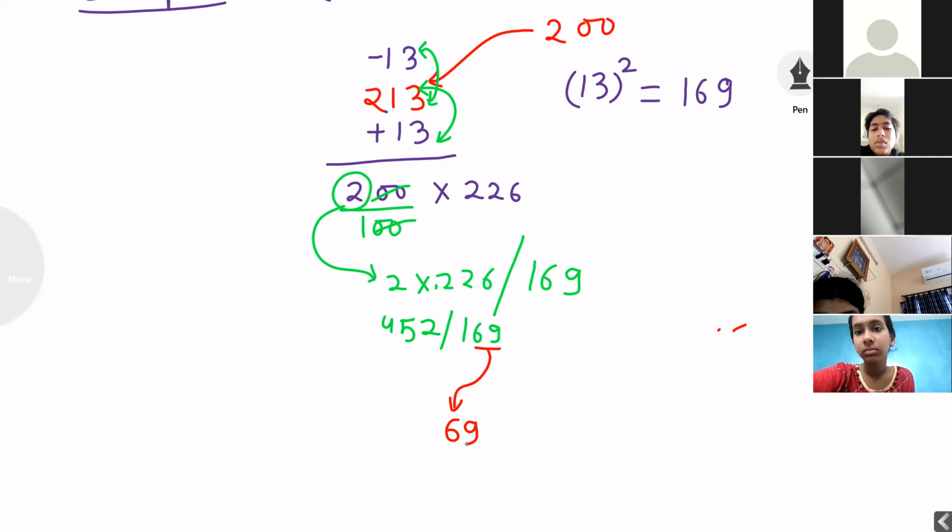Now 6 9 I have written as it is. After that I want to add 1 plus 2 is 3. There is no carry, so the remaining digits will remain the same. The answer is 4 5 3 6 9. Now again you can check, students. You can multiply 213 into 213 and your answer will become the same, 4 5 3 6 9. You can check. You can use a calculator.